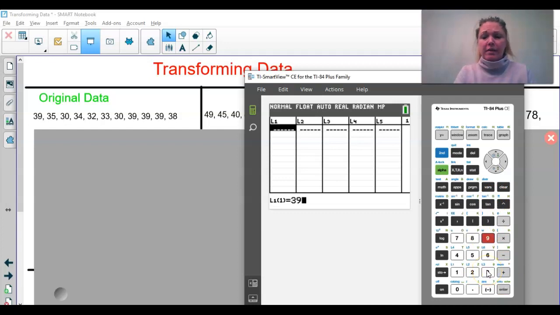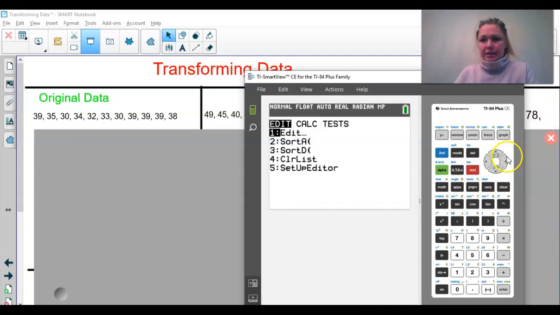Okay, now you're going to enter this data. So 39, enter, 35, enter, 30, enter, 34, 32, 33, 30, 39, 39, 39, and 38. Okay, so do that now. I'm going to double check that I actually typed this in right. So I have 39, 35, 30, 34, 32, 33, 30, 39, 39, 39, 38. Okay, there we go.